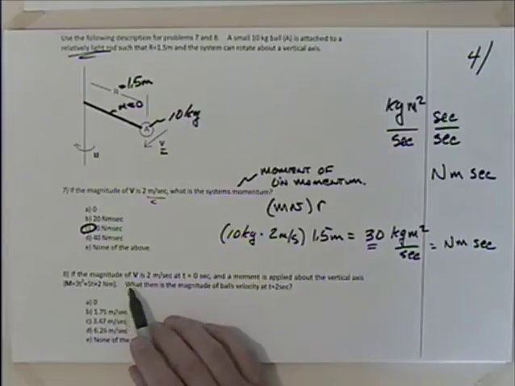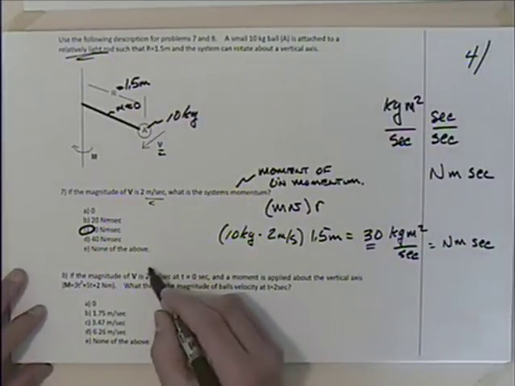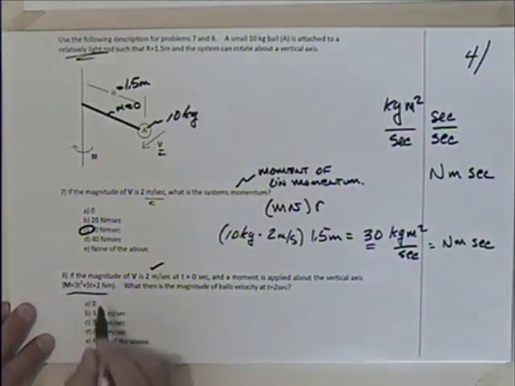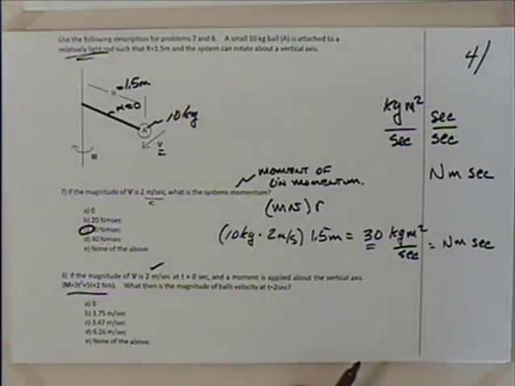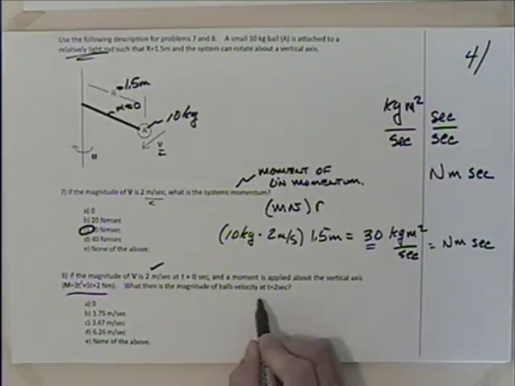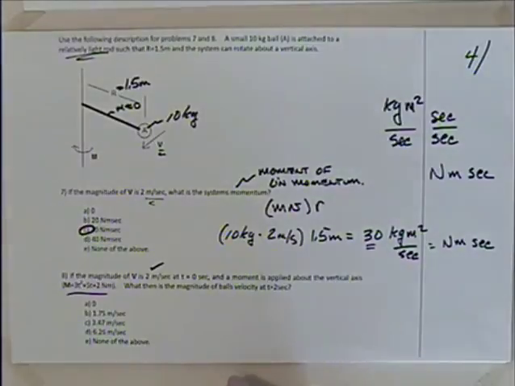Well, if the magnitude of the velocity is 2, so that's the same, right? At t equals 0, and a moment is applied about the vertical axis, so we're given a moment there. What then is the magnitude of the ball A, that velocity at t equals 2 seconds? Okay. So this is really just that we're applying impulse and momentum. We're applying an angular impulse to this thing, and it's going to change the angular momentum, isn't it?